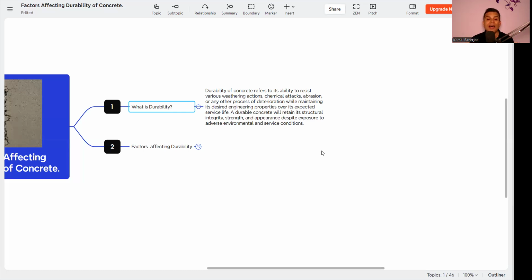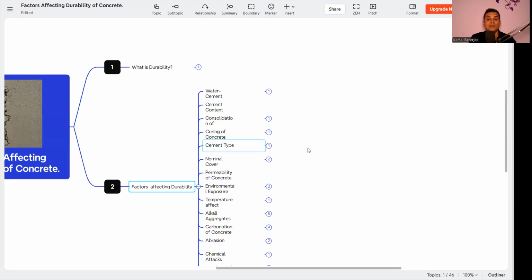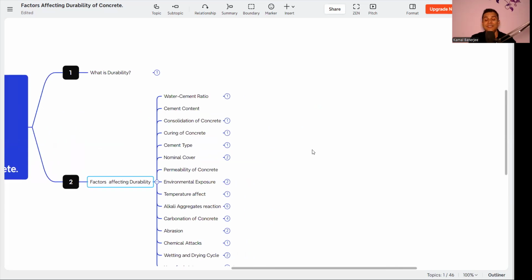Now, what are the factors that can affect the durability of the concrete? There are several factors and there are many factors. I will discuss some here. So the first thing is, the durability depends on the water cement ratio. What is water cement ratio?